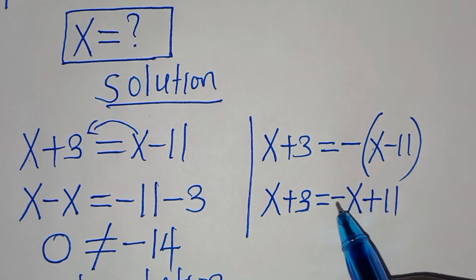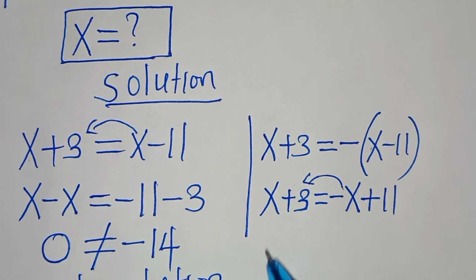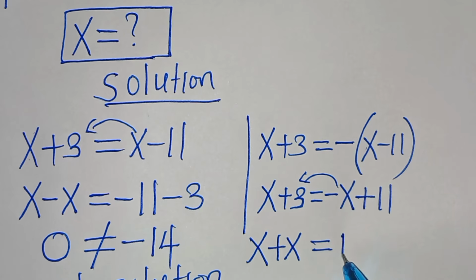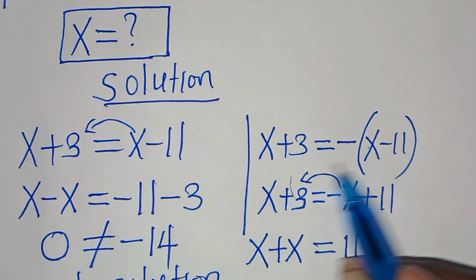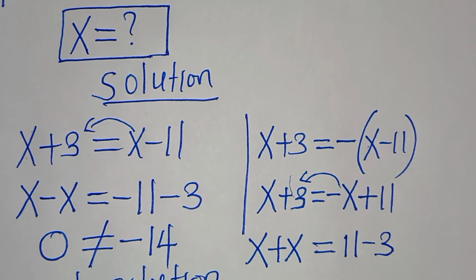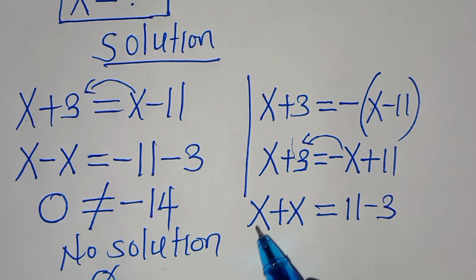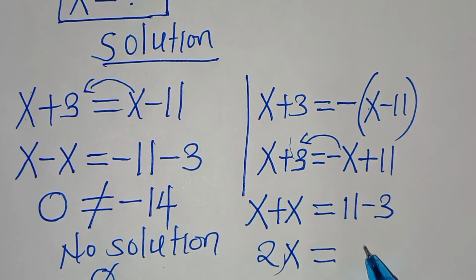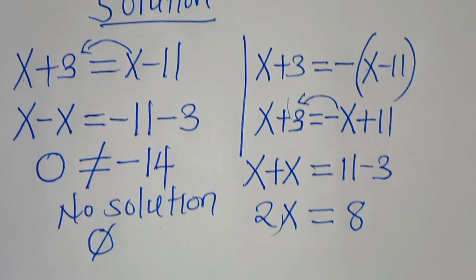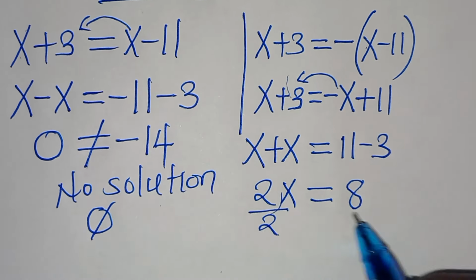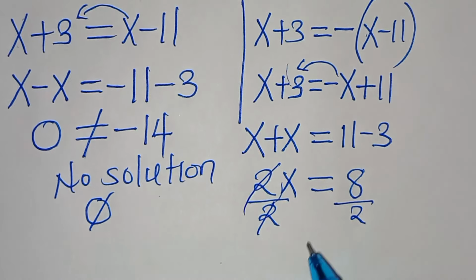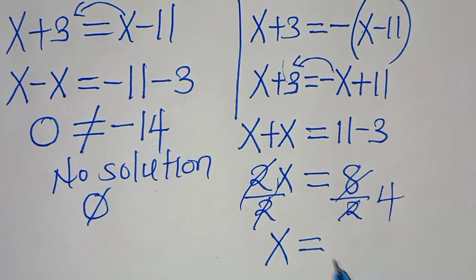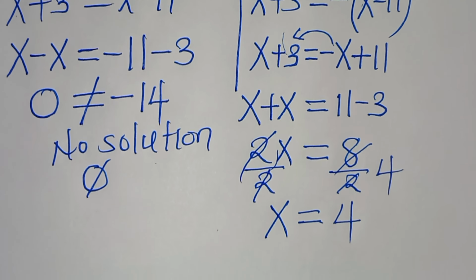And therefore, let's take minus x to the left hand side so that we have x plus x equal to positive 11. Let's take plus 3 to the right hand side, so this becomes minus 3. And this implies that x plus x, this is 2x, is equal to 11 minus 3, and this is equal to 8. Now, if we divide both sides by 2, the value of x is equal to 8 divided by 2, this is equal to 4. So we have the value of x equal to 4.